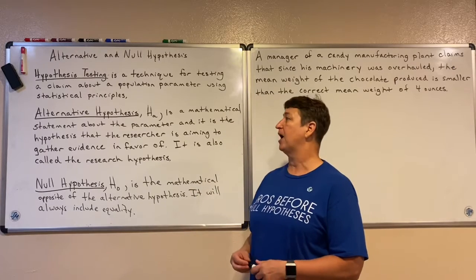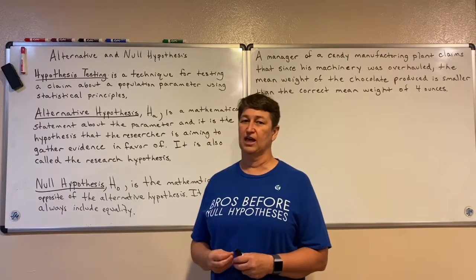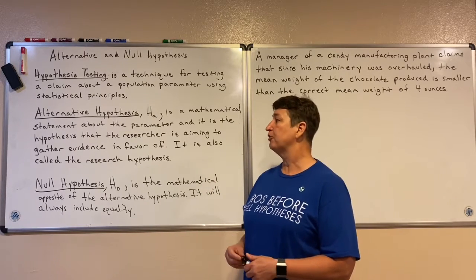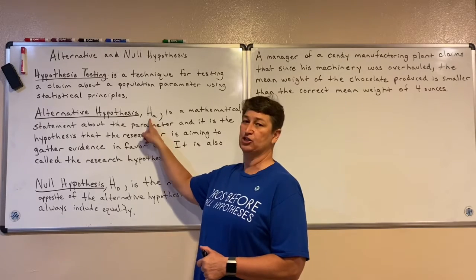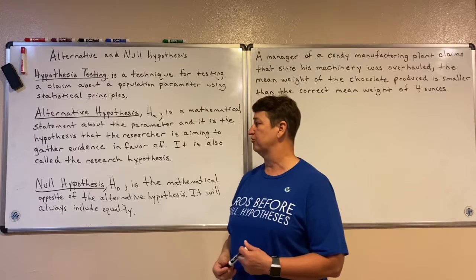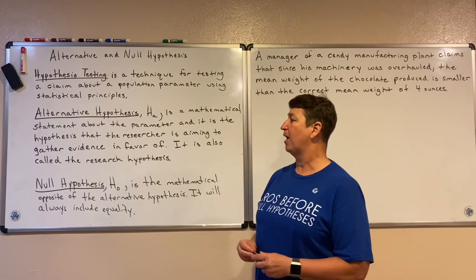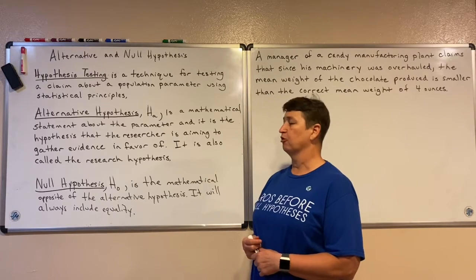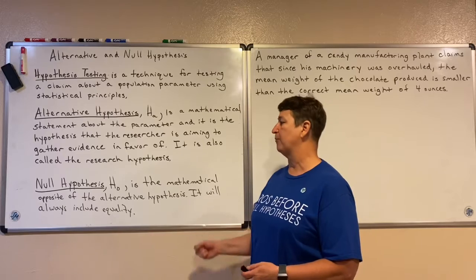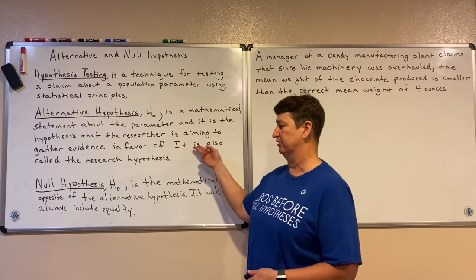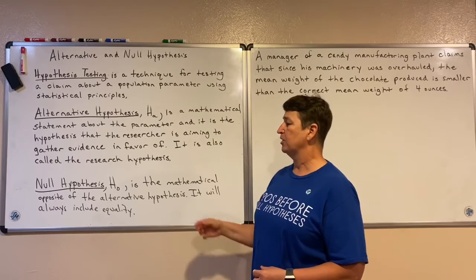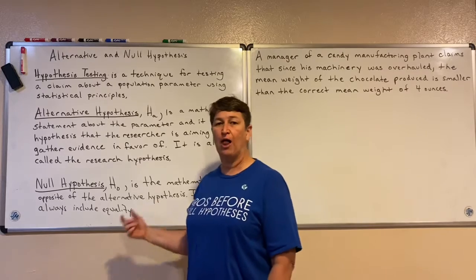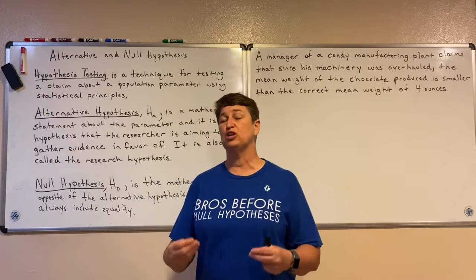First of all, a hypothesis test is just a technique for testing a claim about the population parameter using statistical principles. And the alternative hypothesis, which we denote with a capital H and a subscript A, is a mathematical statement about the parameter, and it's the hypothesis that the researcher is aiming to gather evidence in favor of. It's also called the research hypothesis. And then the null hypothesis is the mathematical opposite of that alternative hypothesis. It's always going to include the equality and the equal sign in there. And this null hypothesis is always assumed to be true.